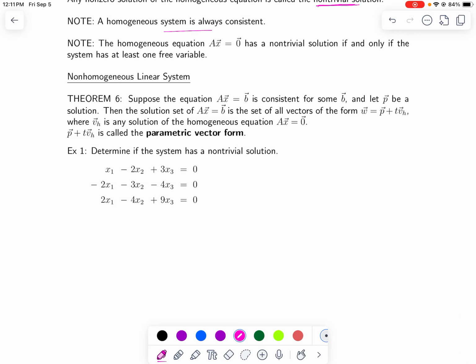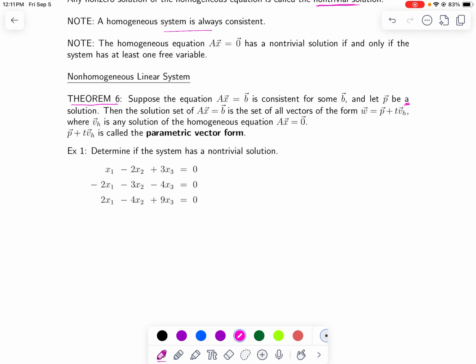So a non-homogeneous system, as we know, is Ax equals b, and it is consistent for some b. There is a theorem on how the solutions of the two systems are linked. This is what this theorem is showing us. It says suppose the equation Ax equals b is consistent for some b. So there is a solution for some b, and let p be a solution. It means there could be more than one solution, so we just pick one of them.